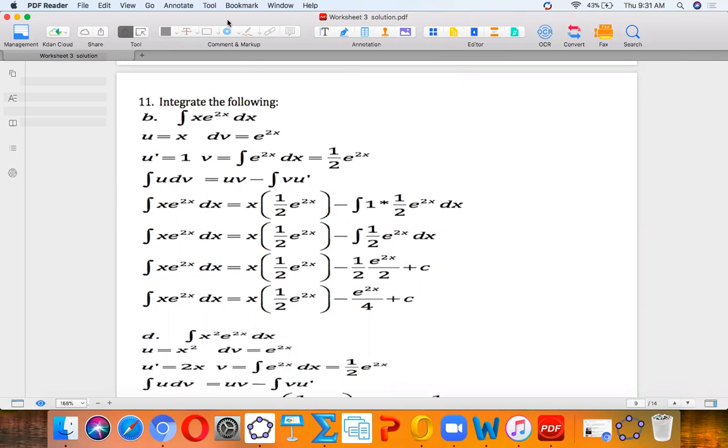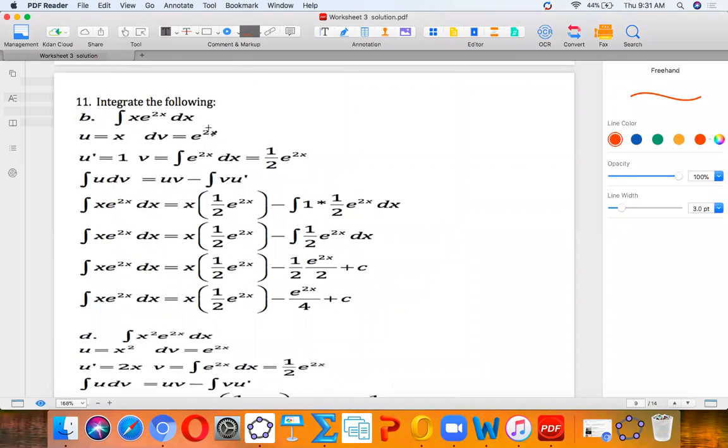We're going to integrate the following. Now, because these are side by side, x times e to the 2x, it means it's a product. So we have to use by parts in order to integrate.